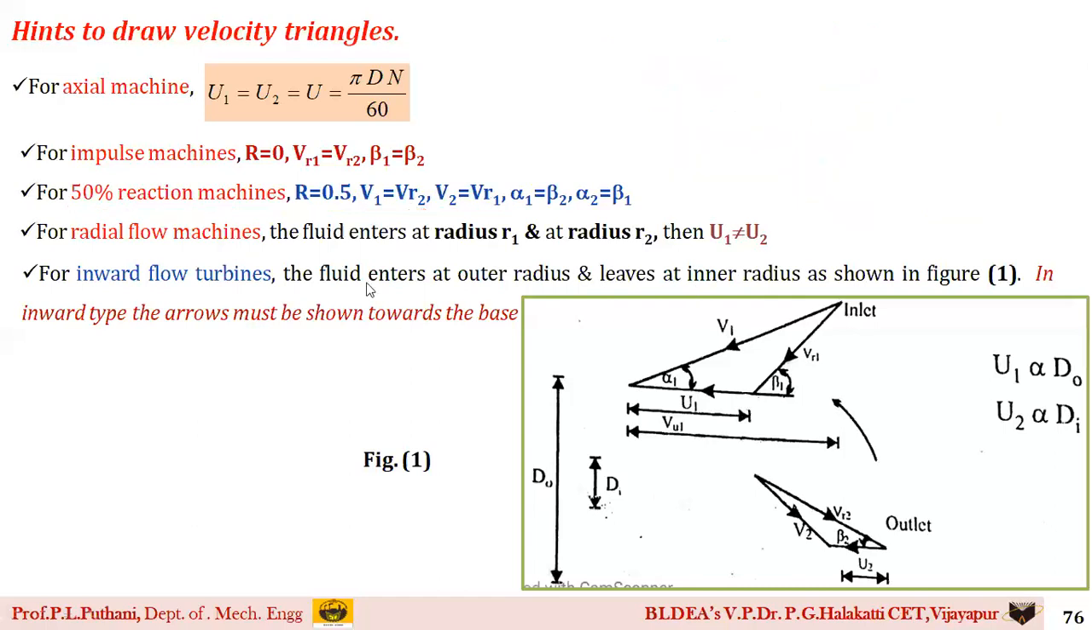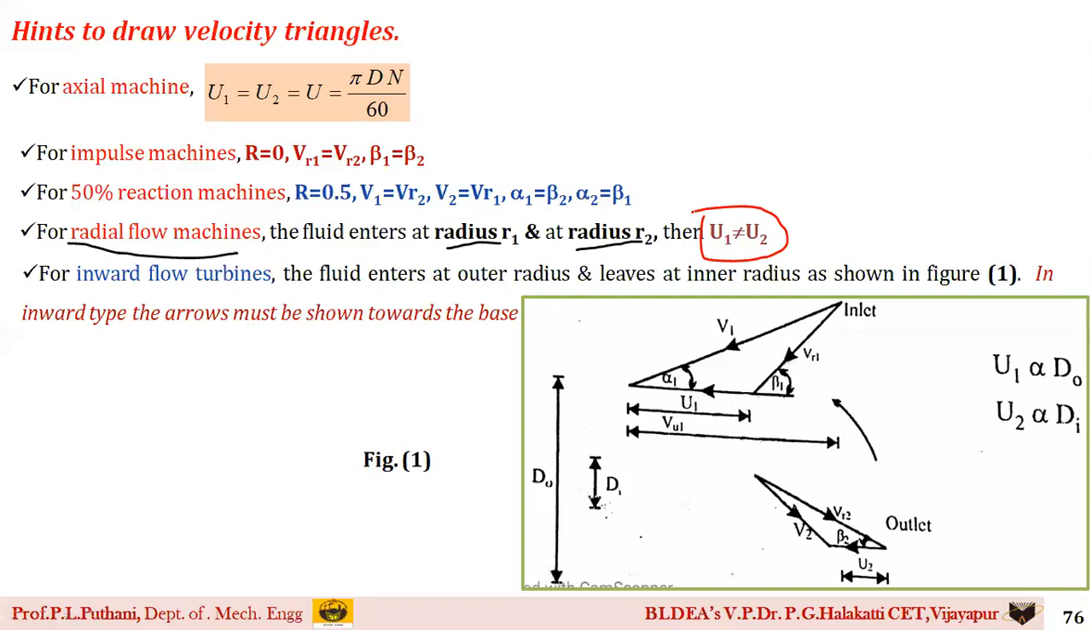Then if the question says there is a radial flow machine, it means the fluid is entering at a radius R1 and leaving at a radius R2. So in radial flow machines, the tangential speeds at the inlet and the outlet are different, which means U1 is not equal to U2. Remember this condition whenever the term radial flow machine appears in the question. Always keep this in mind.